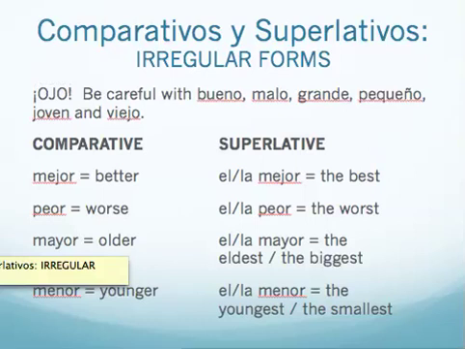Of course, there are a few irregular comparative and superlative forms in Spanish. We have to watch out when we use the adjectives bueno, malo, pequeño, grande, joven, and viejo. For the comparative, when you want to say better, worse, older, or younger, we don't say más bueno, más malo, más viejo, or más joven. We say mejor, peor, mayor, and menor. In the superlative, these same adjectives also have irregular forms, but of course they have the article in front, el or la. The best, the worst, the eldest, the youngest.